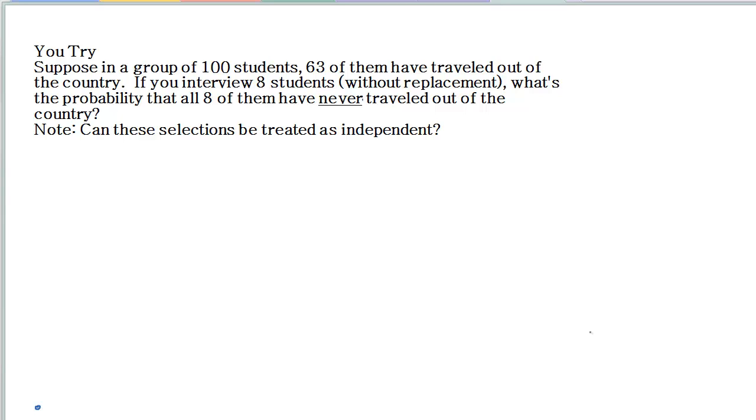All right, so here's one for you to try. Make sure that you're thinking about, are these events independent? And if not, are we allowed to assume they're independent, right? Does it satisfy that 5% rule?